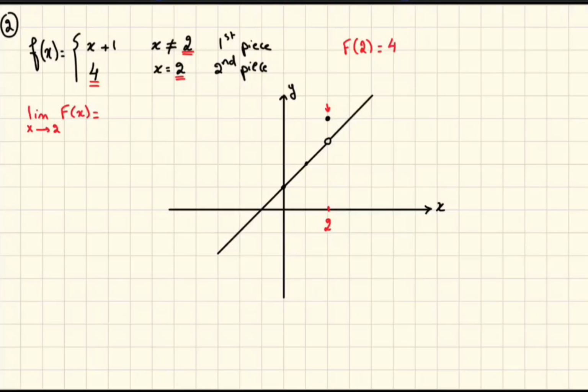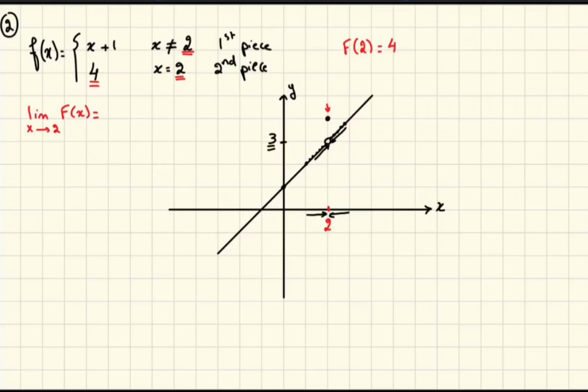As x approaches 2, I check from the right side and from the left side. As x approaches 2 from the right side, it's as if I'm taking these points and approaching this hole. And this hole has a y value equal to 3. Now, I check from the other side. As x approaches 2 from the left side, what's happening? As if I'm taking these points and approaching again the same hole, which has a y value equal to 3.